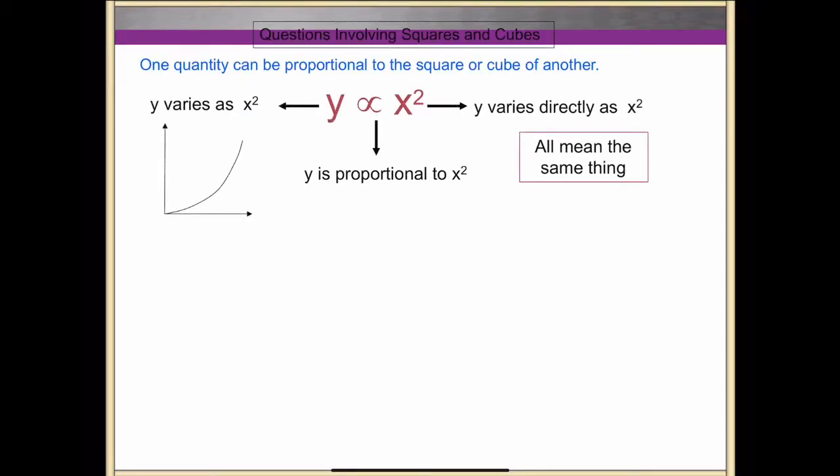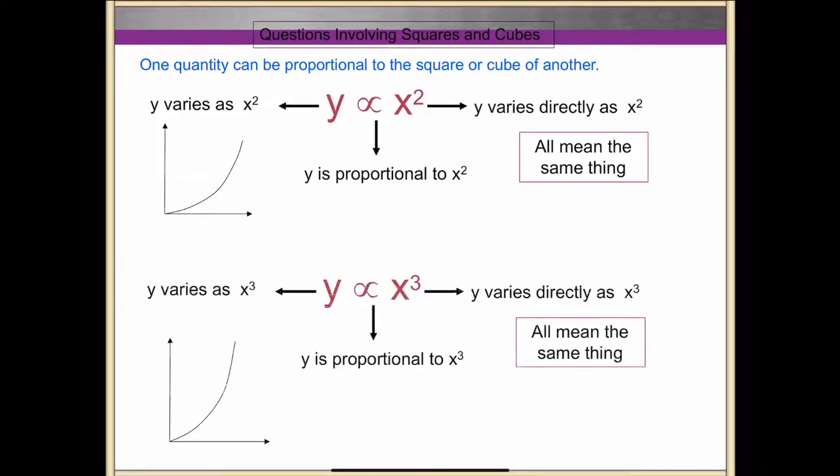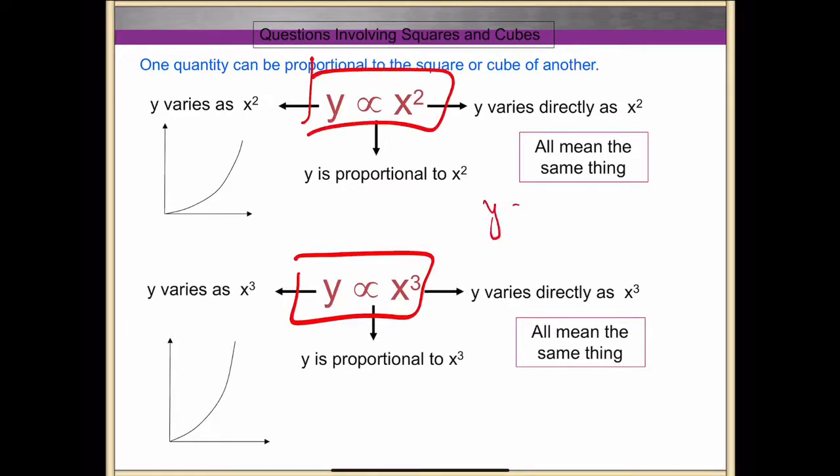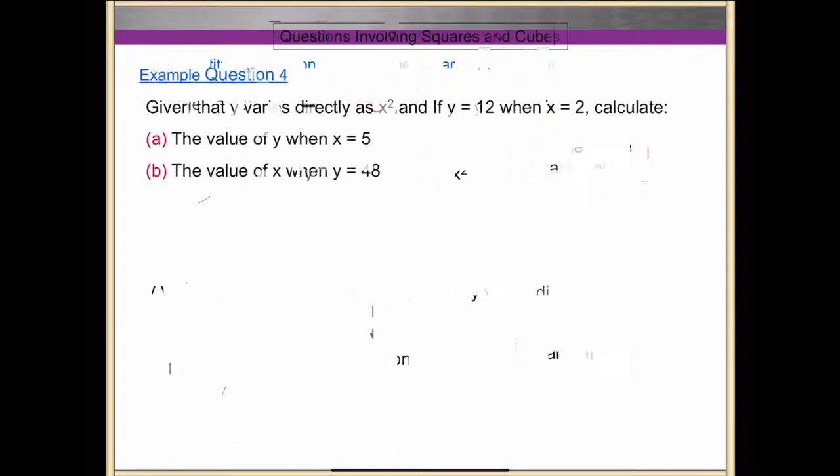Question involving squares and cubes. Now, if you're very lucky, you simply get y is proportional to x, but you might get y is proportional to the square of x, y is proportional to the square root of x, y is proportional to the cube of x, and so on. So they all mean the same thing, okay? So we all start with this relationship. And then you simply put y equals kx squared, y equals kx cubed. Or if you square root, y equals k square root x, and so on. So again, pause this video and try this question.